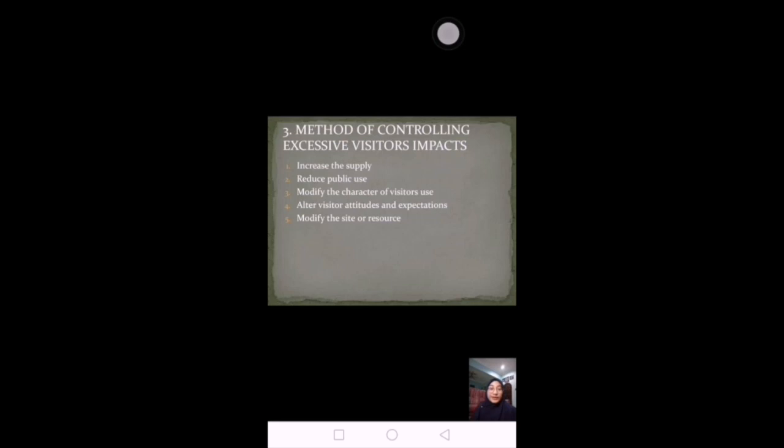Number 1 is increase the supply. Number 2, reduce public use. Number 3, modify the character of visitor use. Number 4, alter visitor attitudes and expectations. And last but not least, modify the site or resource.